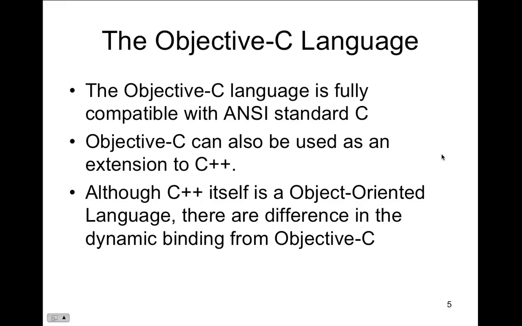Although C++ itself is object-oriented, there are many differences in the dynamic binding from Objective-C. Objective-C is completely dynamically bound and completely dynamically defined. C++ is static everything. So what do I really mean by that? One of the big differences between C++ and Objective-C is, in a C++ world, we have to think about static and dynamic. And we basically work with memory and new and delete and pointers and stuff like that in terms of creating the dynamic activity. And Objective-C is the other way around. Everything is dynamic. We can create static stuff, but mostly it's from the dynamic thinking.